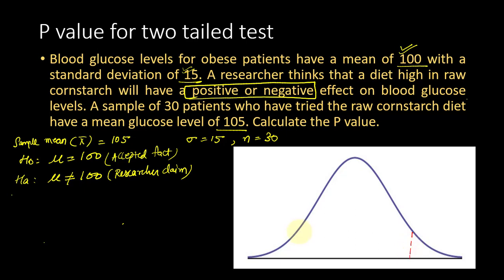So we need to calculate this p1, which is the area under the right tail, and this p2, which is the area under the left tail. What is this? This is the z statistic which we derive from our sample data, and this would represent the more extreme data.